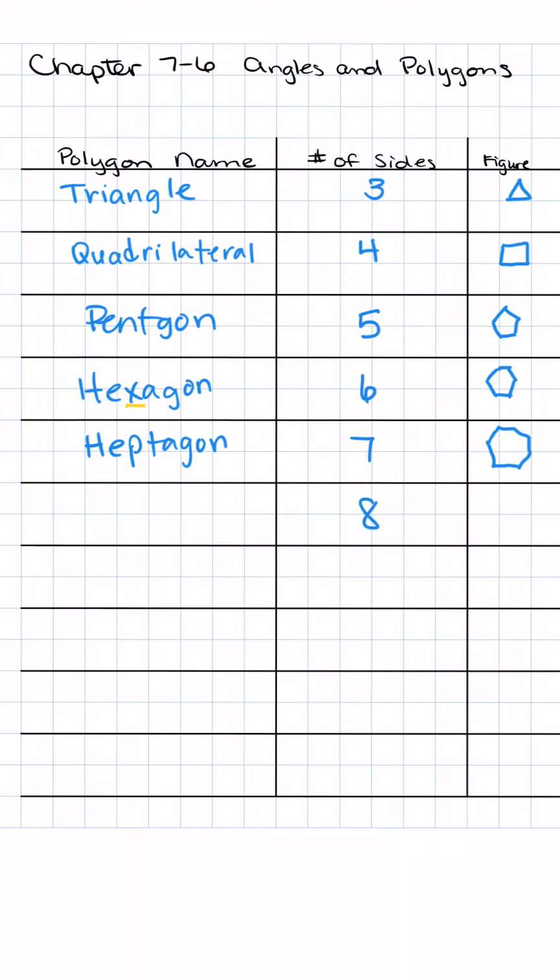An 8-sided figure is an octagon, right? An octopus has 8 legs, an octagon has 8 sides. And a figure of an octagon is 1, 2, 3, 4, 5, 6, 7, 8, like a stop sign.